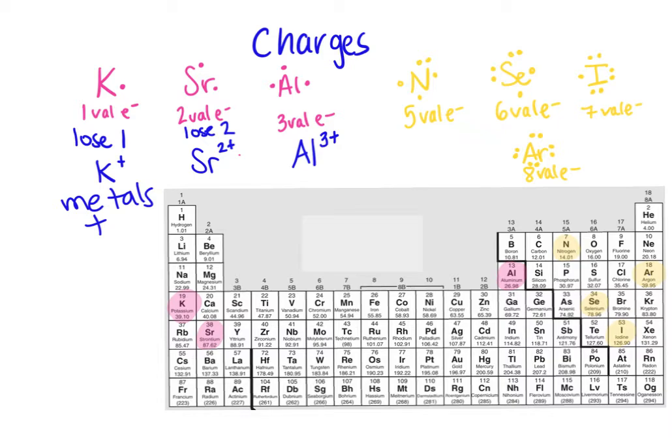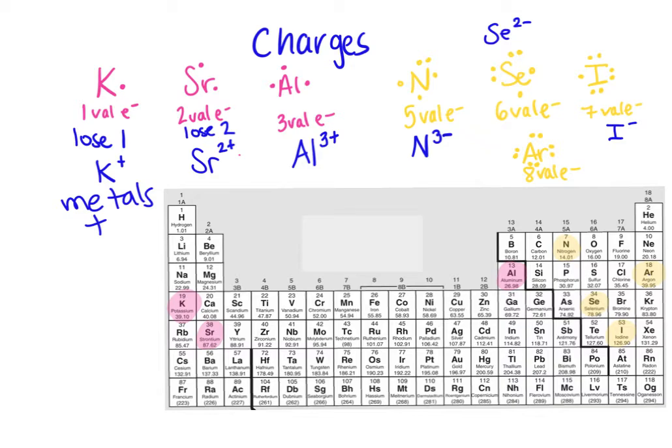Now if we go over to the yellow ones, the nonmetals, nitrogen can either gain 3 or lose 5. So it's easier to gain 3 electrons. If nitrogen gains 3 electrons, it's going to become N with a 3 minus. And remember, the whole point is to get to that octet. Selenium is going to become Se with a 2 minus because it's going to gain 2 electrons to get to the octet. And to get iodine to a filled octet, we need to gain 1 more valence electron. So it's going to have a -1 charge.